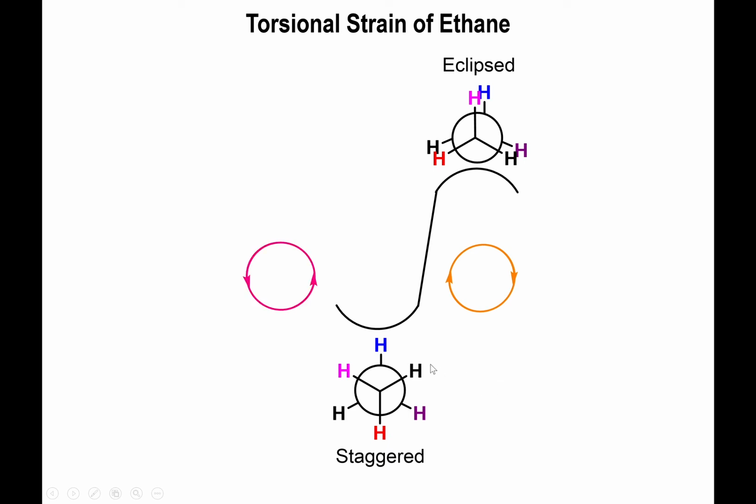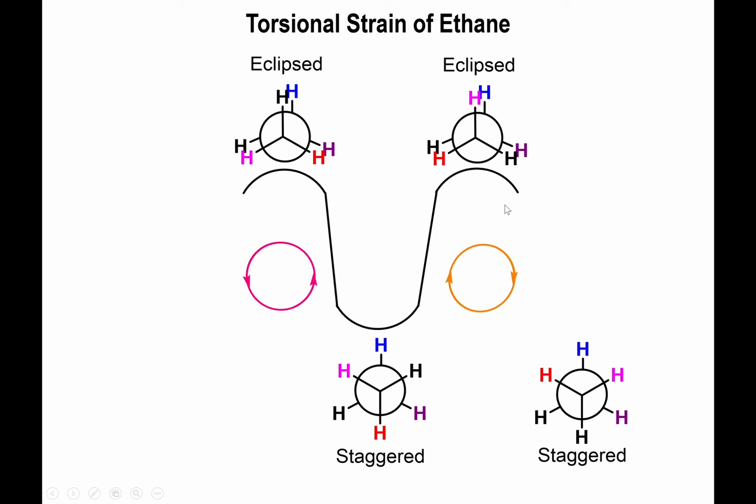And if you start from the staggered conformation and go counterclockwise instead, you basically end up with the black hydrogen now moving onto the blue hydrogen right here, and the pink hydrogen moves onto the black hydrogen on the back, the red hydrogen moves onto the purple hydrogen on the back, right? So you end up with this structure. Now, because this is ethane, both of these eclipsed conformations are equivalent, right? There is really no difference between the pink hydrogen and the red hydrogen.